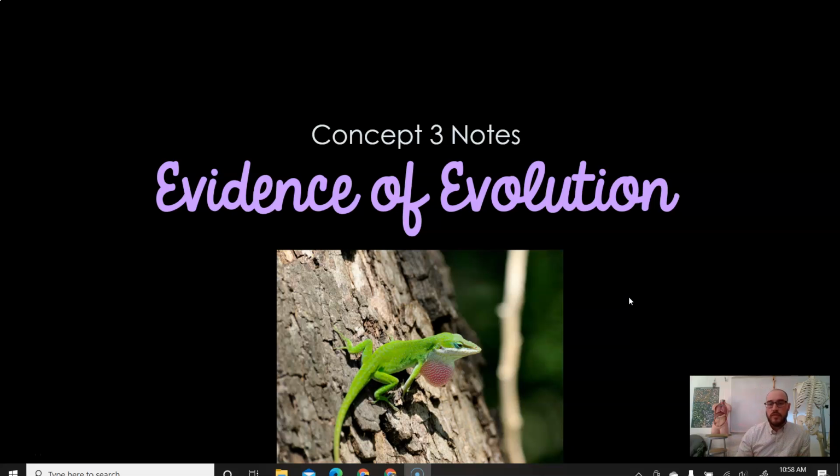Alright, so the first thing I have on here is a picture of an anole. This is a type of lizard that lives in the southeastern United States. And the reason I have this picture on here is because we can actually see some of these changes happening within our lifetimes. We've had brown anoles from the Caribbean move into Florida and the southeastern United States, and the green anoles and brown anoles compete with one another, and actually they eat each other's eggs.